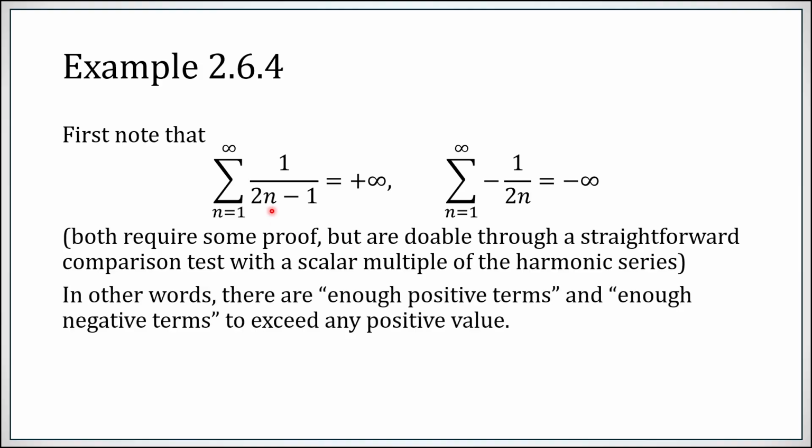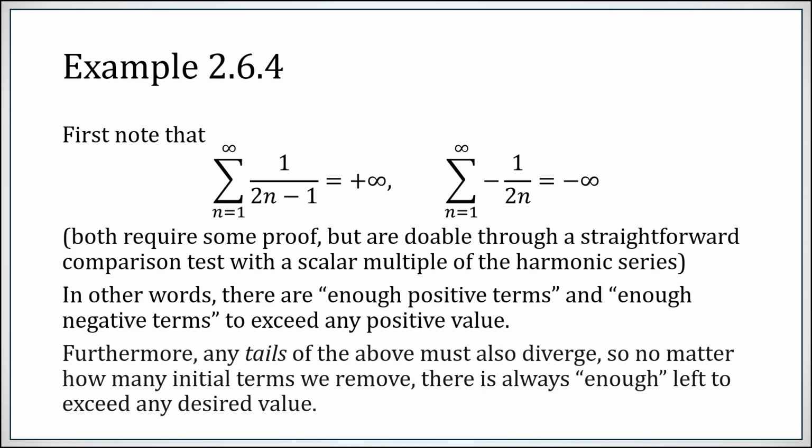A way to phrase this is that in our alternating sum, we have positive terms, and there's enough of them to make really big quantities, as big as you want. We have negative terms, and there's enough negative terms to be as much negativeness as you want. So the tails of these series must also diverge, meaning no matter how many positive or negative terms you have crossed out or used up, there are enough left over to make as much positive or as much negative quantity as you want.